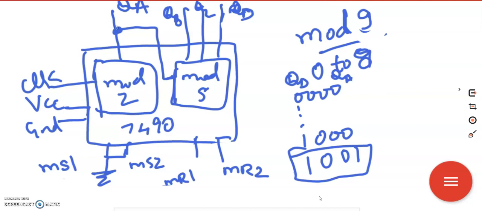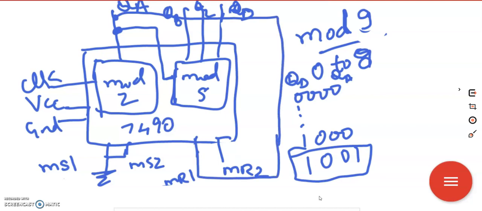QA is the output of mod 2, and MR1 is the reset pin of mod 2. So I connect this QA to MR1, and QD, as soon as it becomes 1, has to reset mod 5. So connect this QD to MR2. By doing this, we can reset as soon as the count becomes 9. So now the count will be 0 to 8.